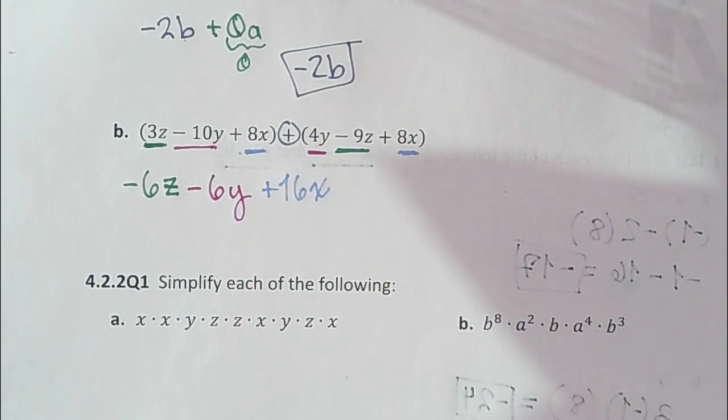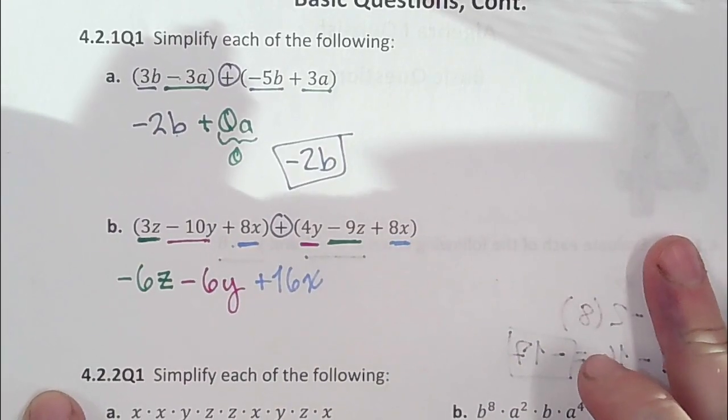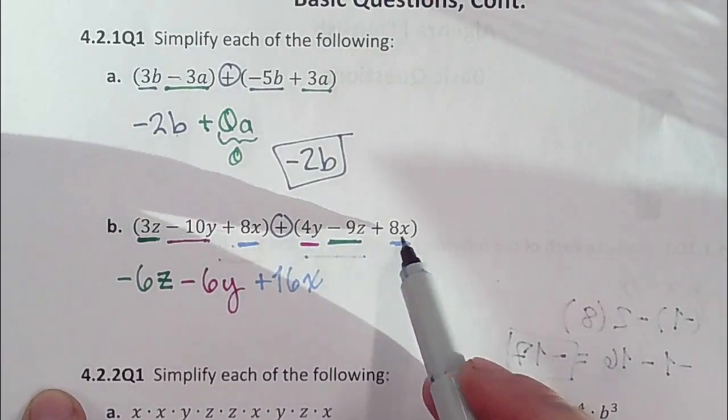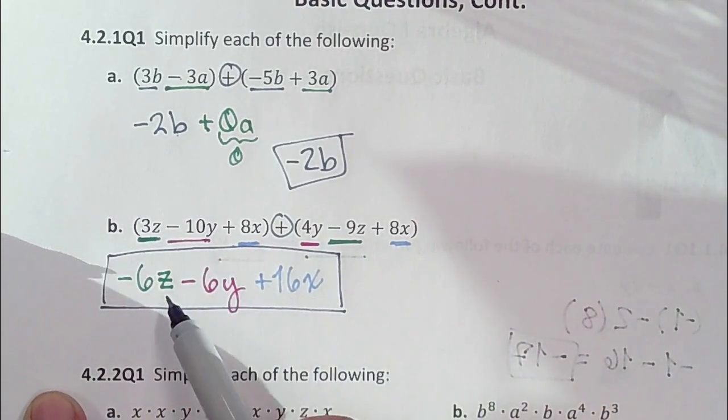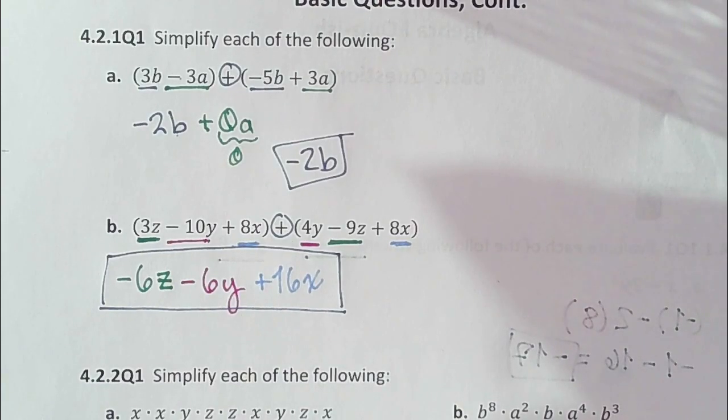So that's simplified because we have reduced it from 1, 2, 3, 4, 5, 6 terms down to just 3. And the rest of them we can't combine, right? Z's, y's, and x's aren't like terms, so they have to remain separate.